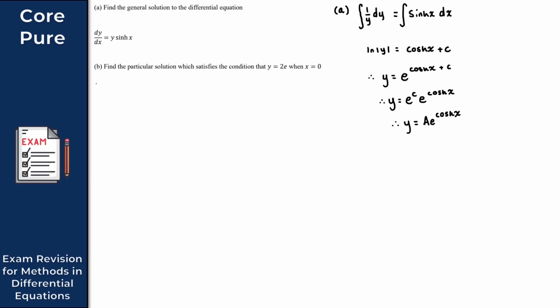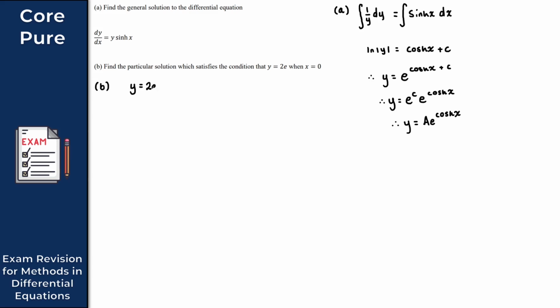Now for part B, all we want to do is find the particular solution which satisfies the condition that y is equal to 2e when x is equal to 0. Okay, so let's just make a note here.